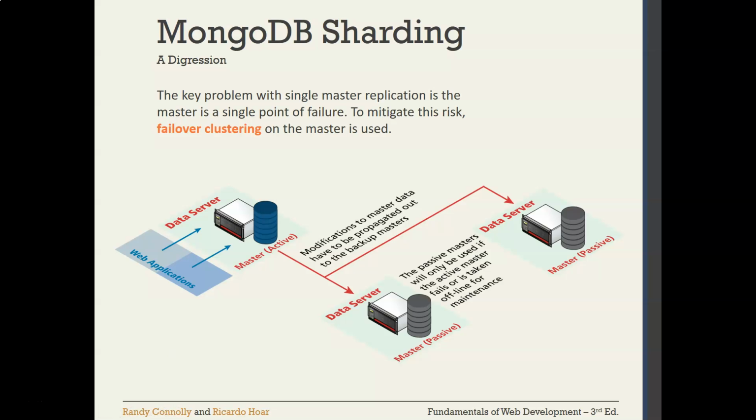There is a problem, of course, with this architecture, and that is you have potentially a single point of failure, right? So you typically need to do something else with single master, and that is failover clustering. So in a sense, you have to have backup masters. So any change, and these would all be within the same data center. And these passive masters would only be used if the active master fails or is taken offline for maintenance.